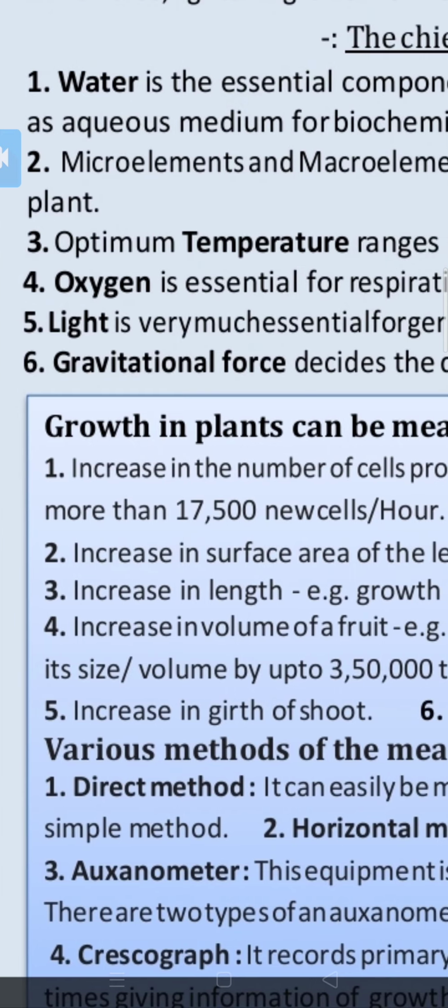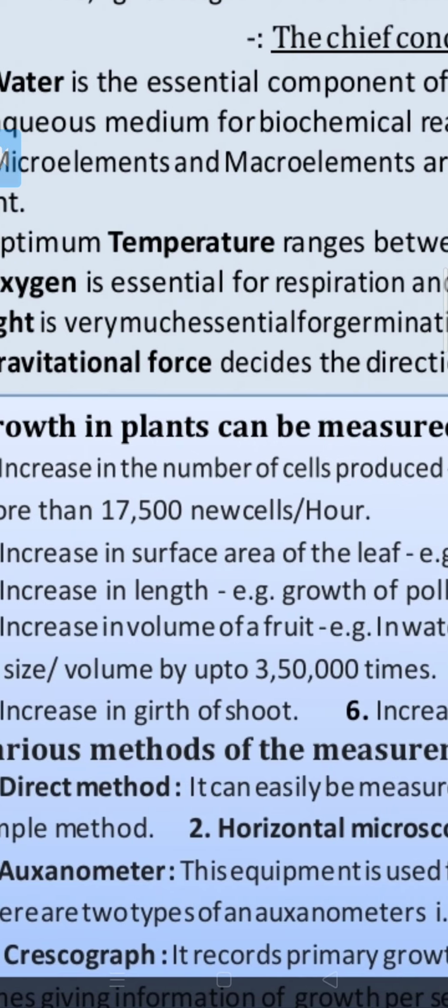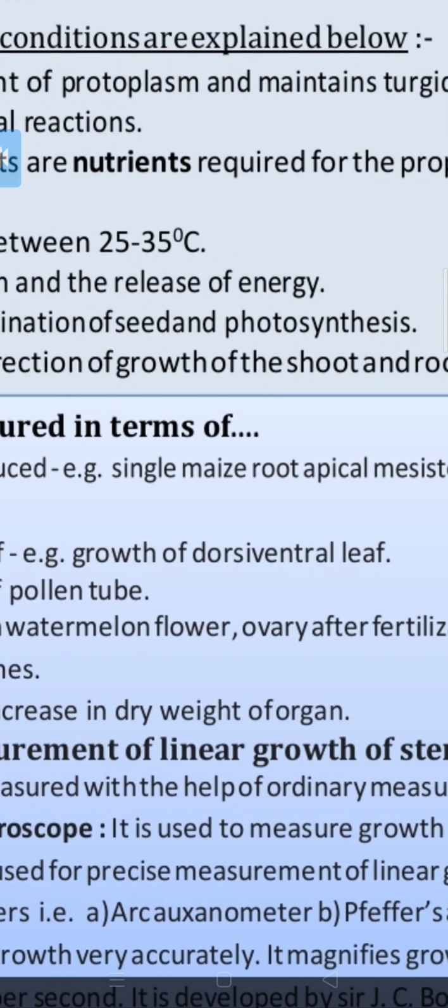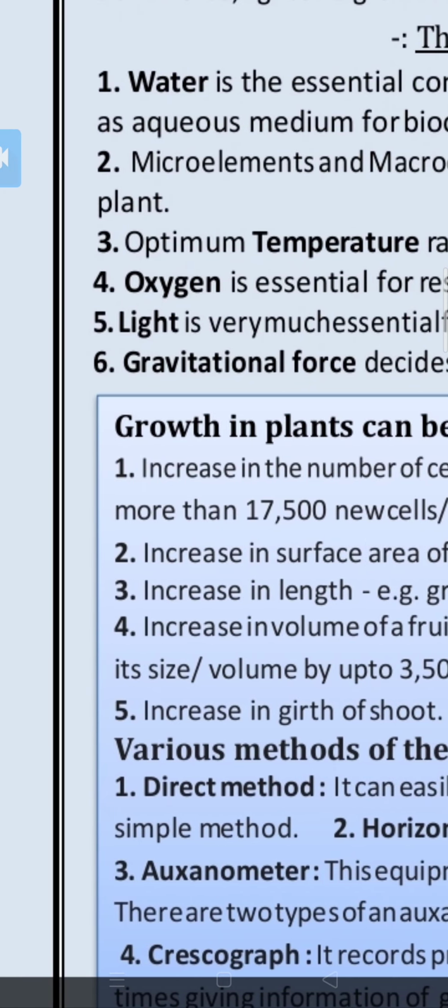Increasing growth of shoot is measured in the girth system. Increasing girth of shoot also determines the age of the plant. Next one is increasing dry weight of organ. For example, for weighing dry wood for burning, this phenomenon is used.